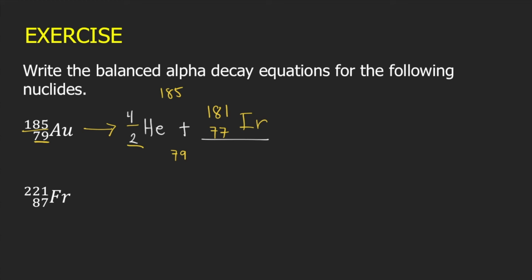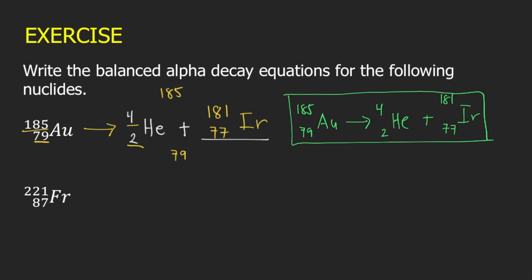So let's just rewrite the balanced equation. That's gold 185, and it decays into the alpha particle plus iridium 181. So this is the answer to the first part. For the second part, we need to write the alpha decay of francium 221. So francium 221 gives off, of course, an alpha particle, He-4-2 plus blank. So what should be the daughter nucleus?